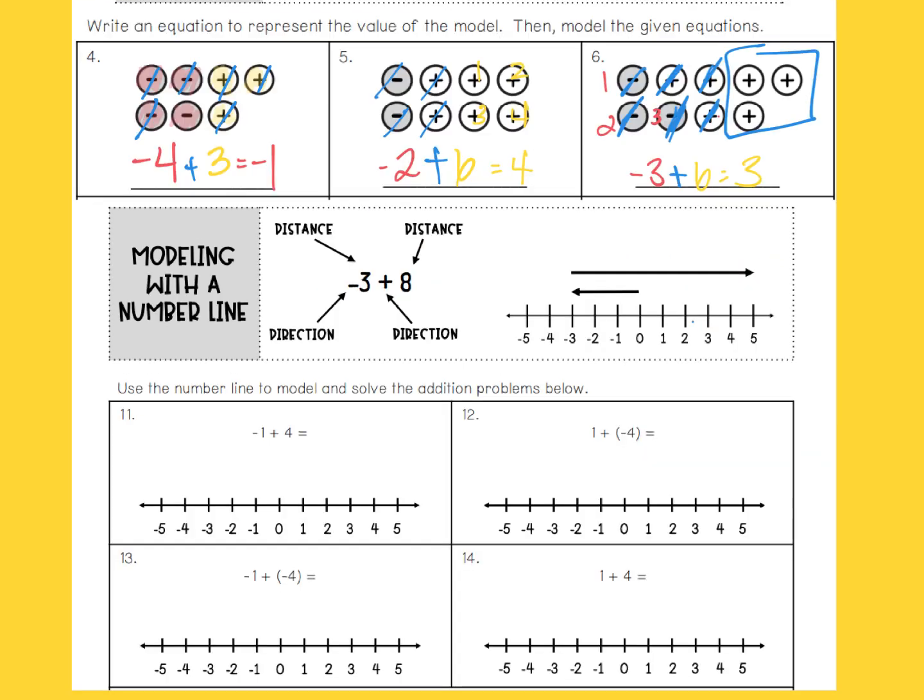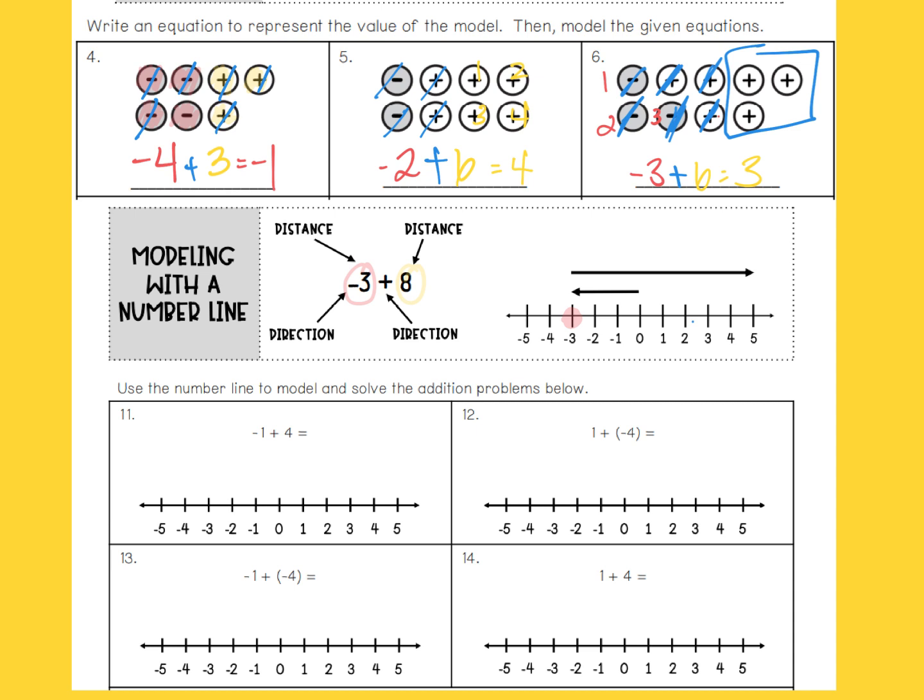All right, now we're going to be solving addition using a number line. So if you'll notice in my first example up here, I have negative 3 plus 8. So negative 3 is my starting number. When I am starting, I'm going to start at 0 and go to negative 3. That's where I started my problem. So from negative 3, I'm going to add positive 8.